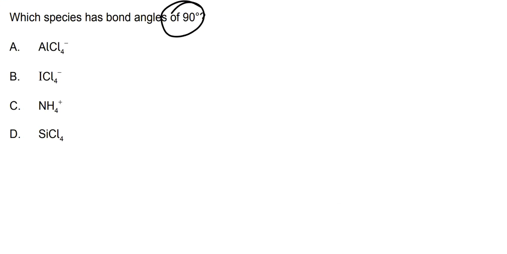Which species has bond angles of 90 degrees? Okay, this is a bit tricky. First, we'll have to draw out all these structures. This is probably one of the most time-consuming questions on an exam paper.